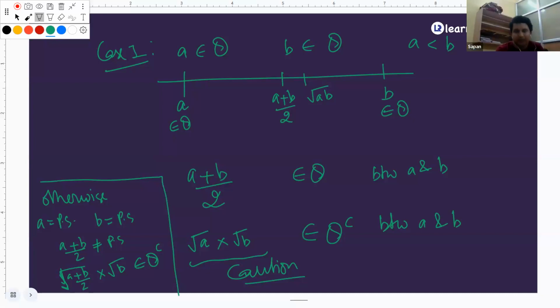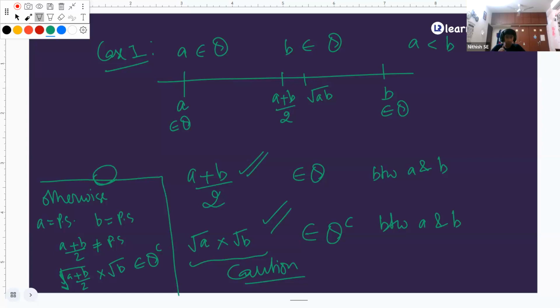This gets activated only when A and B are perfect squares. Otherwise, the other thing follows. These two work in general. If A and B, one of them is perfect and another is non-perfect, or both are non-perfect, then these two work. Whenever A and B are perfect squares, this one works. That is the point.